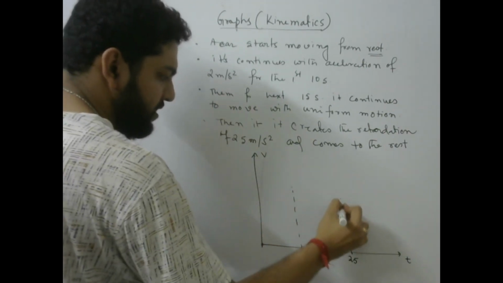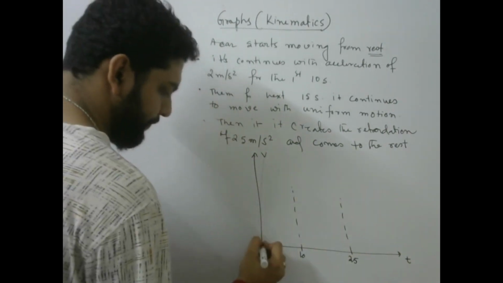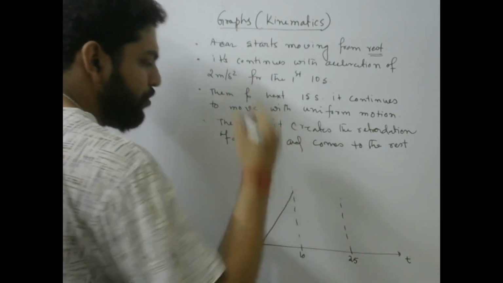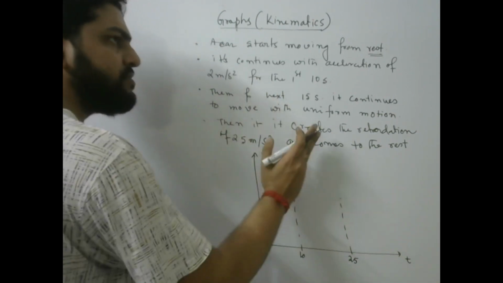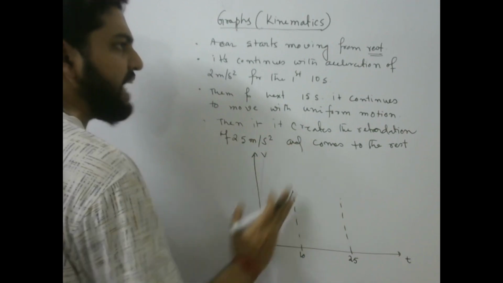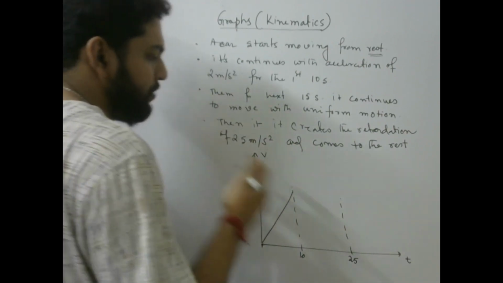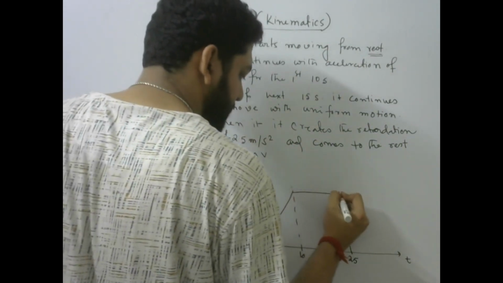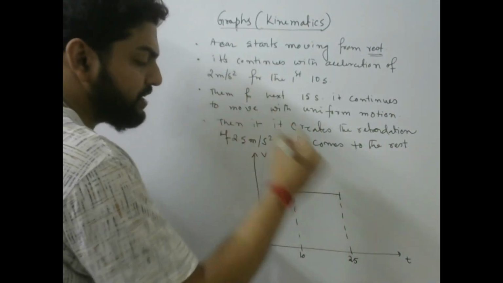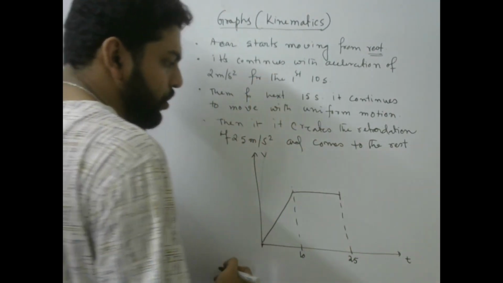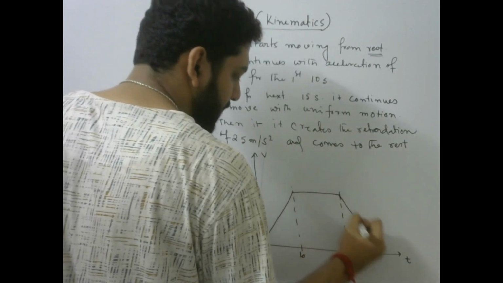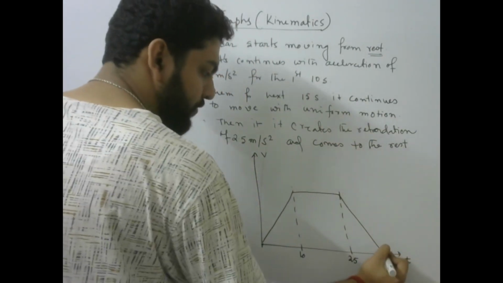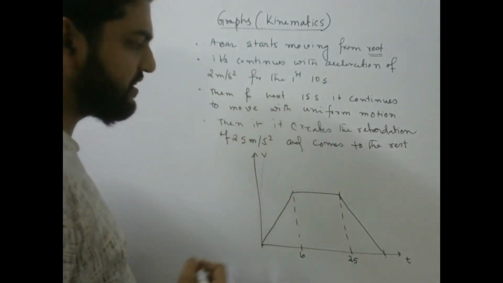I am segregating the time zones with dotted lines. So it is uniformly accelerated motion from rest, so it will be a rising straight line. Then uniform motion is this. Then it comes to rest, that is, final velocity is 0. So it will be like this. Now we need to calculate this time, obviously.